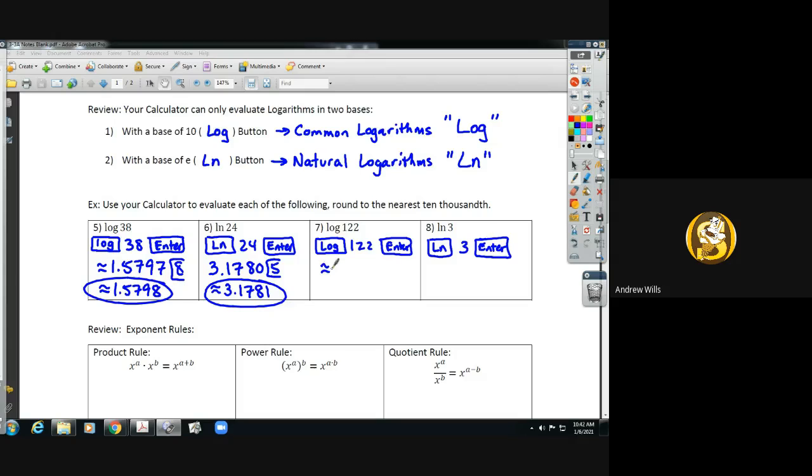So log of 122 is 2.0863. Next digit is a 5, so we should be rounding that to 2.0864. Natural log of 3 is 1.0986. Next digit is a 1, which means we're going to round that down and just keep it as a 6, 1.0986.